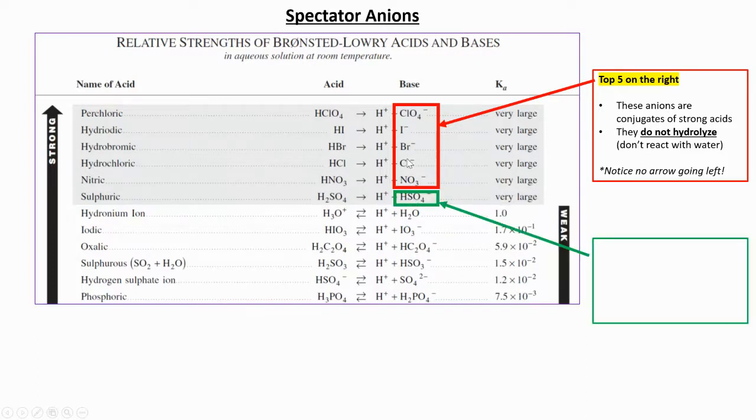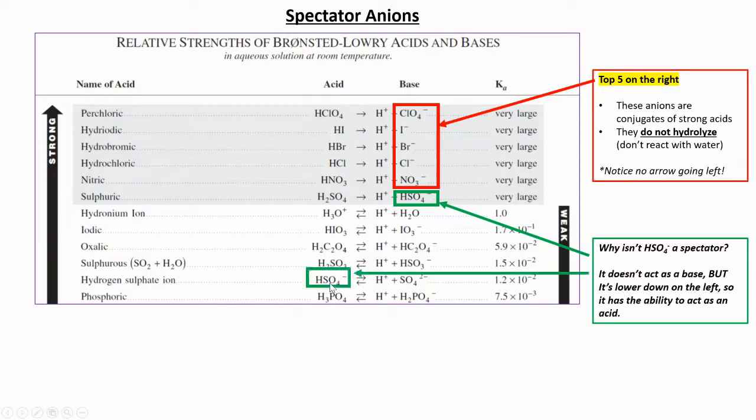Well, why not this guy here? This one is the conjugate of a strong acid. So why isn't this one a spectator ion as well? Well, it's because we see it on the other side, right? The HSO4 minus, we see it over here. It's going to act as an acid, so it's not just going to be a spectator floating around. The first step, it's going to lose that H plus. It's not going to go back and gain that H plus. There's no equilibrium. But the second one is going to act as an acid. So it's lower down on the left. It is amphiprotic, and we've talked about those before.